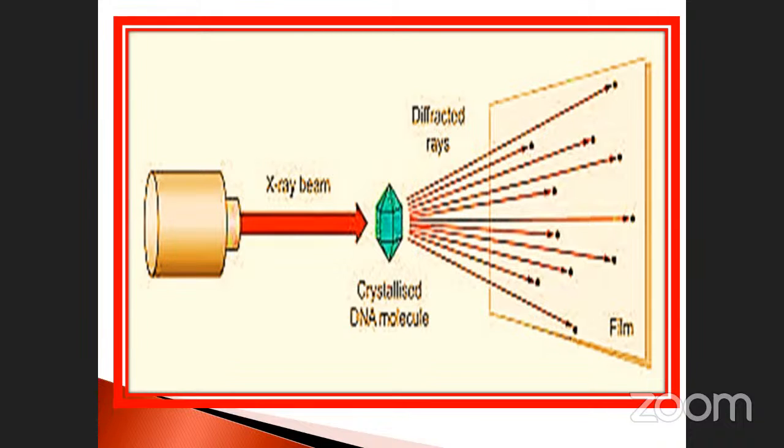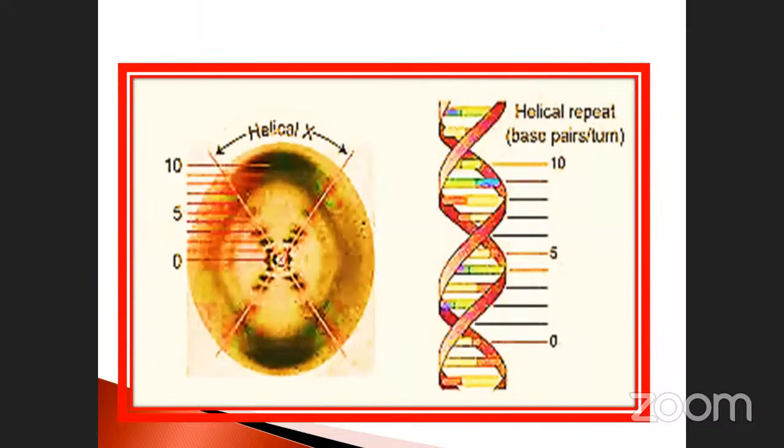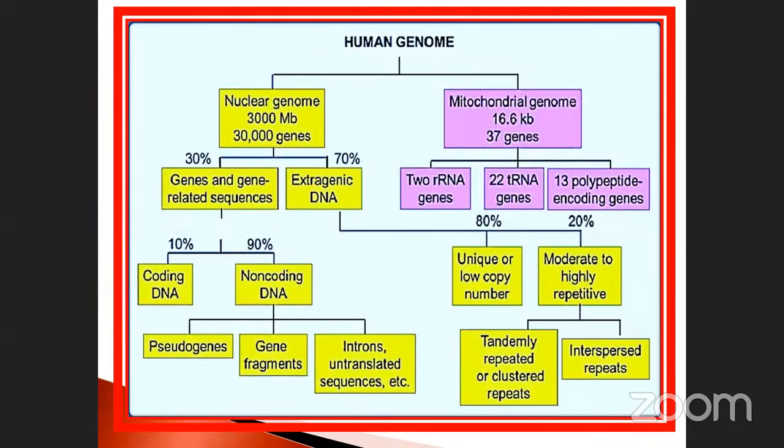And as a result, we can easily identify what components are present in it. Okay, this is another fault. This is the structure, we can see it in the film. So, the human genome is divided into two parts: the nuclear genome and the mitochondrial genome.